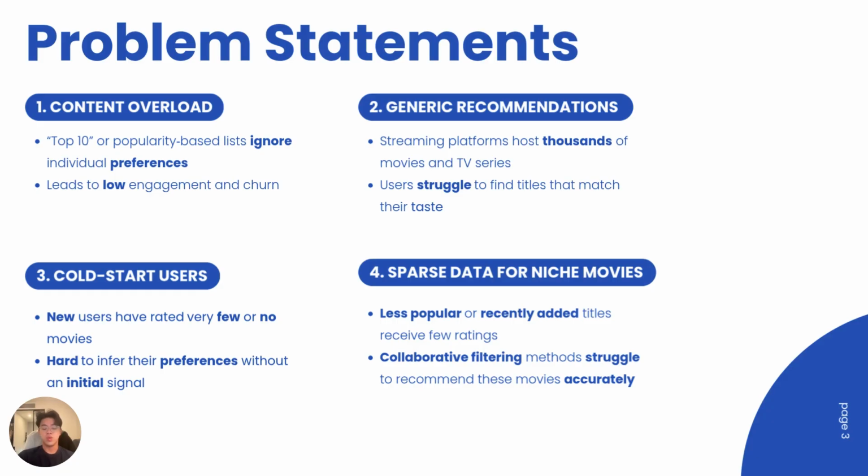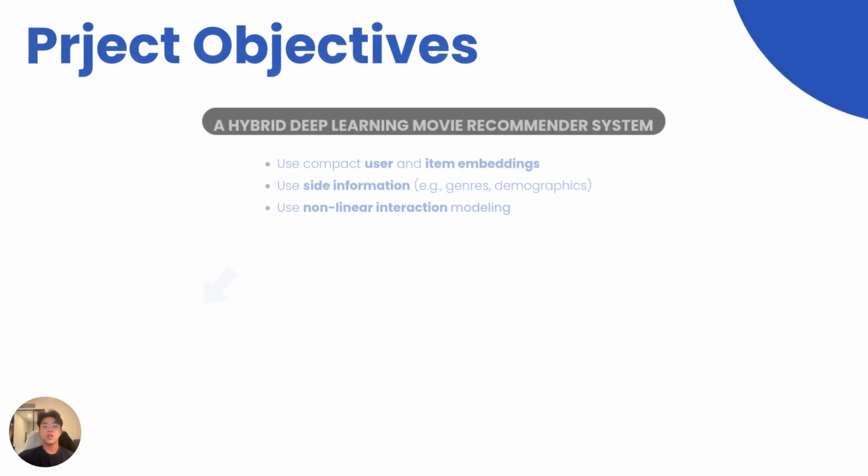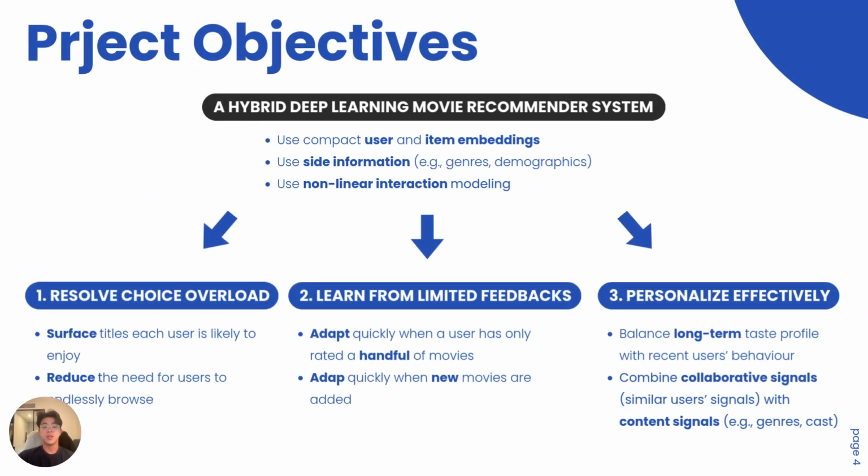Thirdly, there are cold start users, where new users have rated very few or no movies. This makes it hard to infer their preferences without any initial signals. Lastly, there is sparse data for niche movies, where less popular or recently added movies have received very few ratings. This makes collaborative filtering methods struggle to recommend these movies accurately. So let's move on to project objectives.